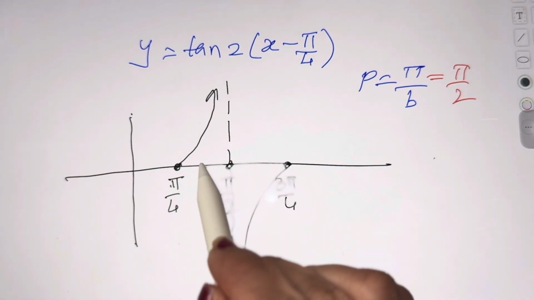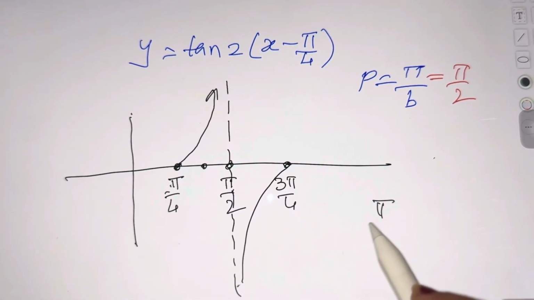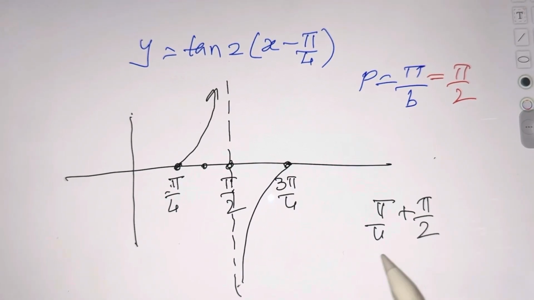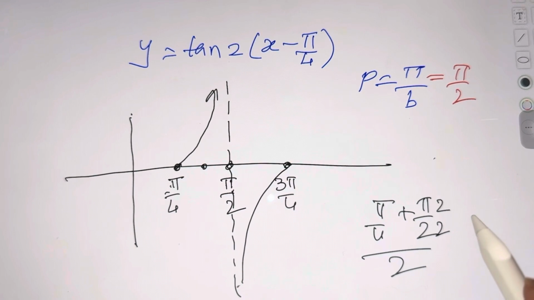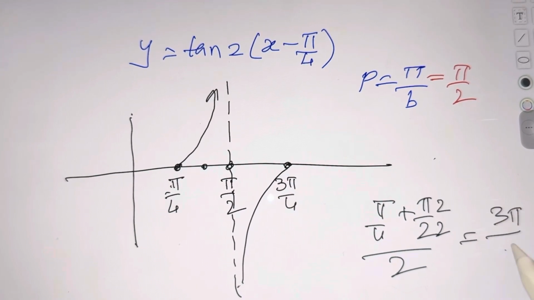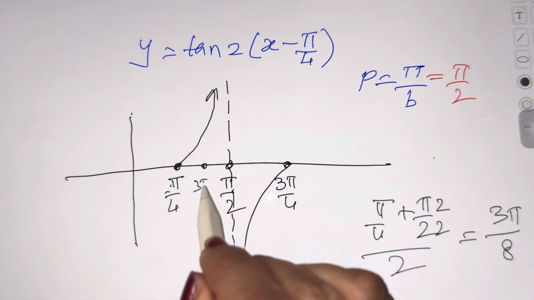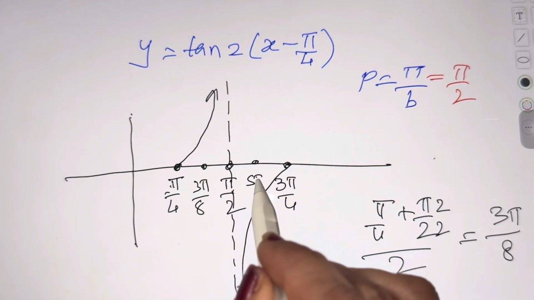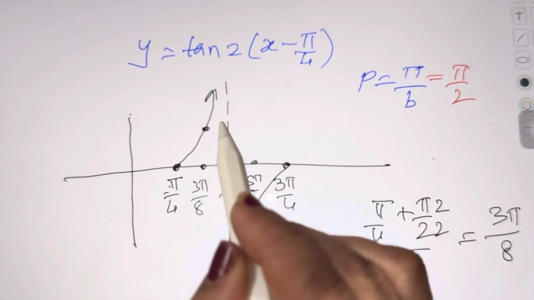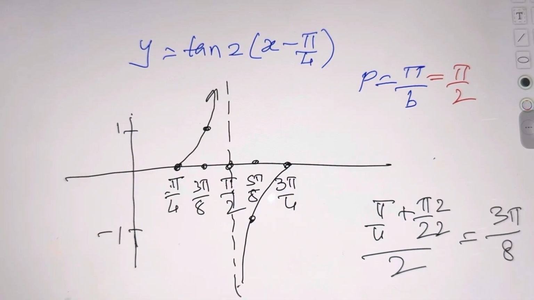But your teacher wants this point. What is that point? Add these 2 and divide by 2. Pi by 4 plus pi by 2 divided by 2. So this will be 3 pi by 4 divided by 2, which is 3 pi by 8. This one will be 3 pi over 8. And this one will be 5 pi over 8. So this will be this point which is 1. This will be this point which is -1.